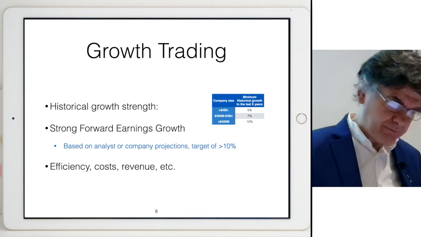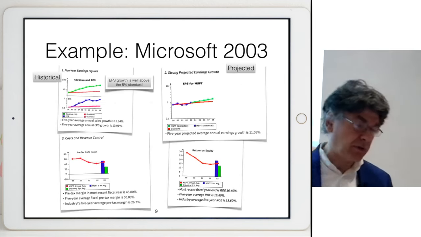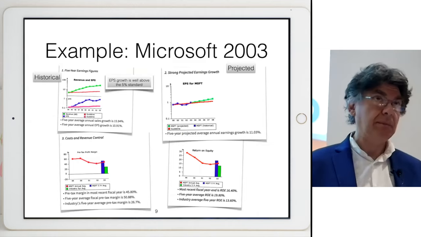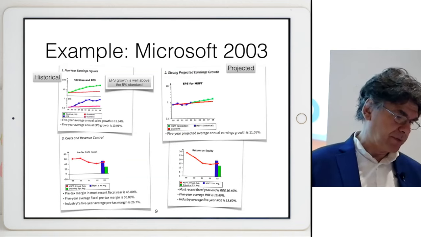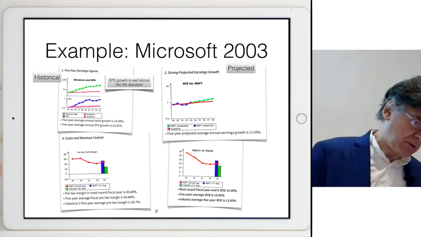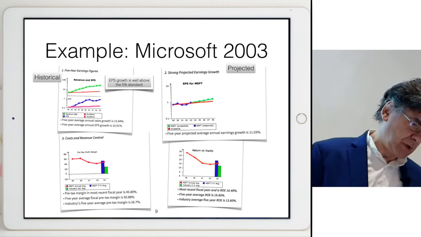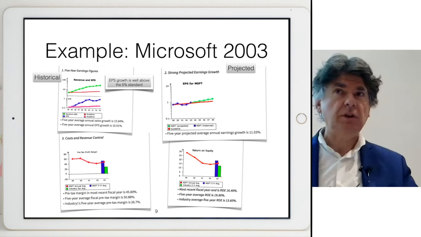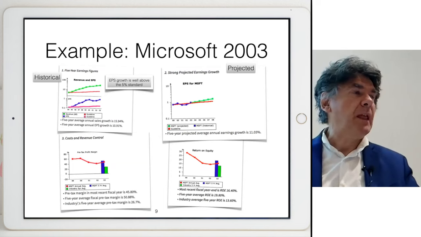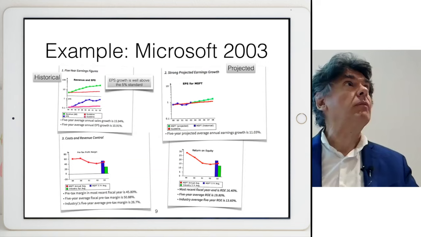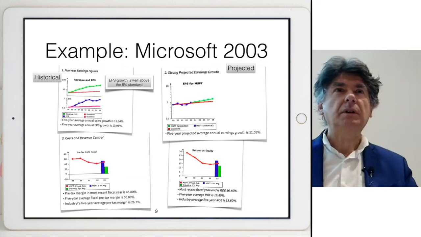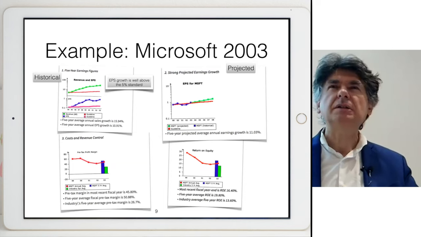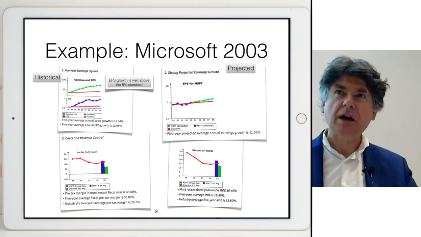I have an example here of Microsoft in 2003. It's considered to be the paradigmatic example of a growth trade, Microsoft in 2003. You probably don't have a very good perspective of what Microsoft was in 2003. That was before the iPhone. That was at the beginning of CDs, music CDs. So technology was something completely different from what it is now.